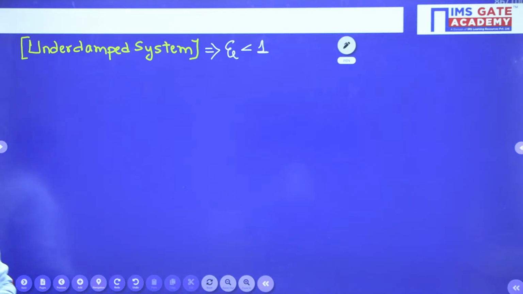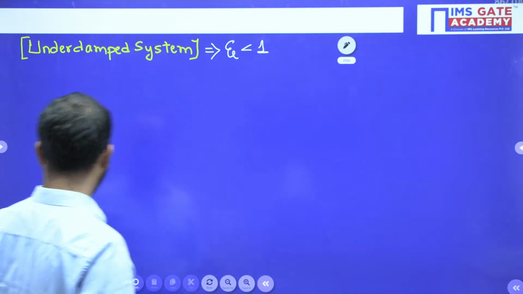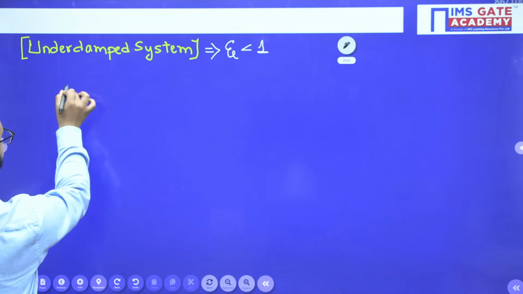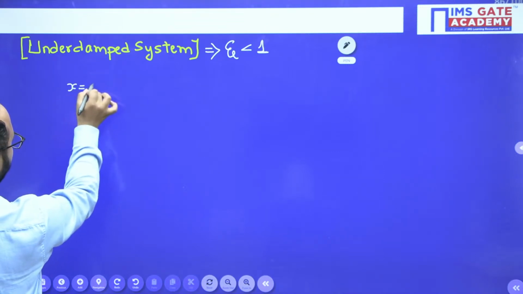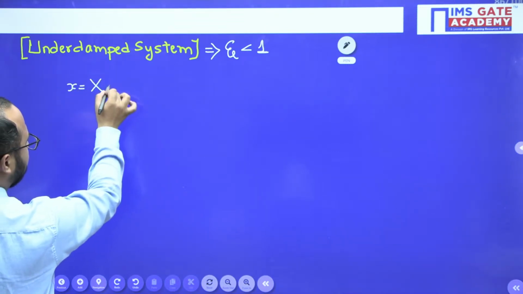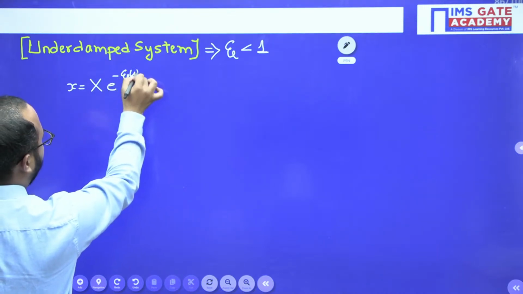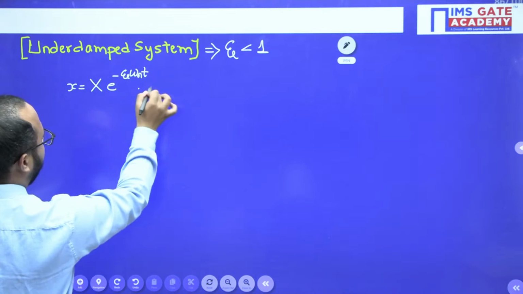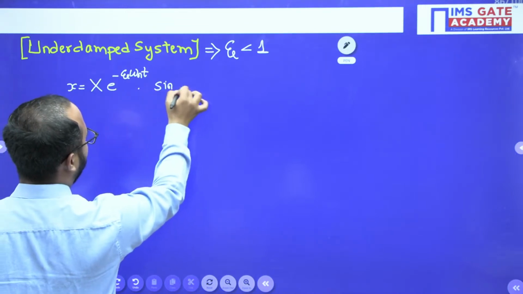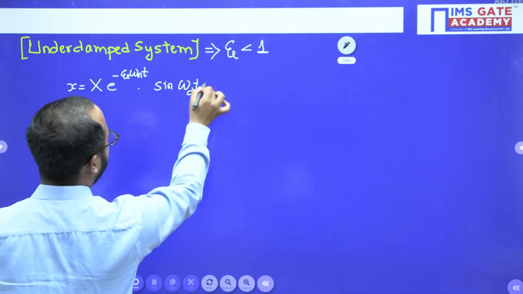Right. Now actually when underdamped system is there, for that the solution of equation will be like this. I'm just writing the direct solution here so that you will get an idea: e to the power minus psi omega n t, sine omega d t plus phi.